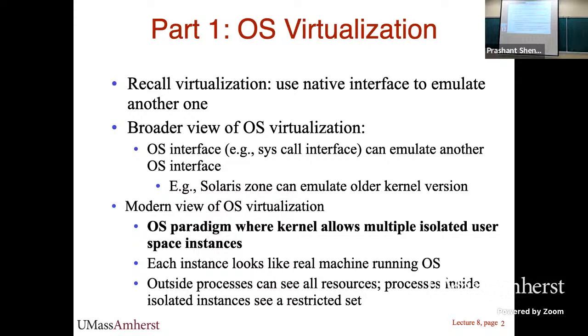Rather than emulating the hardware interface, you emulate the OS interface. So what can you use it for? Remember that virtualization was using a native interface to emulate another one. That's our definition. In this case, the interface is the OS interface. So we are essentially taking the OS interface, which is the system call interface, to emulate another OS interface. So what can you do with this? One example is that you can use that OS interface to emulate an older version of the OS.